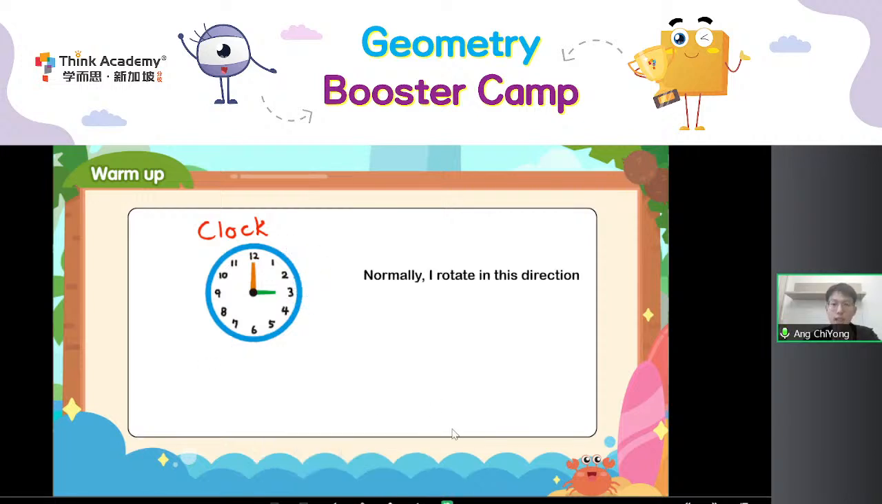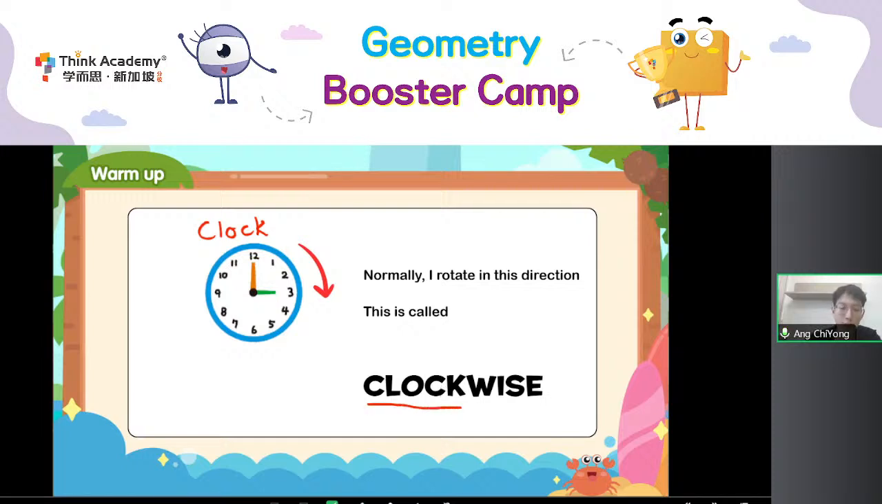Now let me show you. Clocks normally rotate in this manner, and it has a name in this direction. Remember, there's two directions. The normal way is called clockwise. You see, this name is so convenient. It has the word clock inside. All you have to remember is clockwise. This is the normal way.